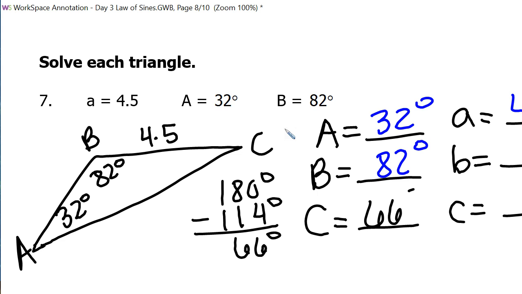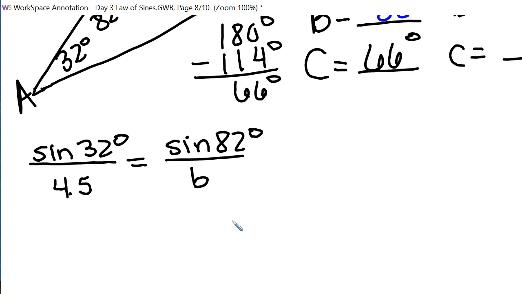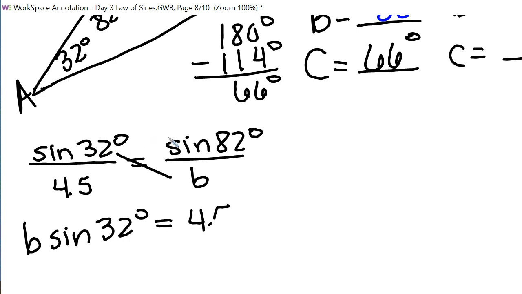Now, do we want to solve for B or C first? B. So we'll have to do sine of A over A, sine of B over B. So sine of 32 degrees over 4.5 is equal to sine of 82 degrees over side B. Cross multiply, that gives us B times the sine of 32 degrees is equal to 4.5 times the sine of 82 degrees.